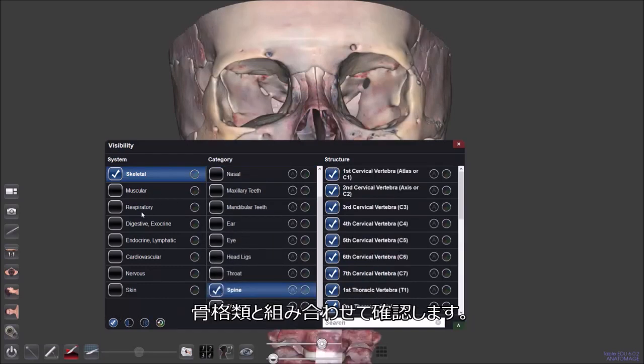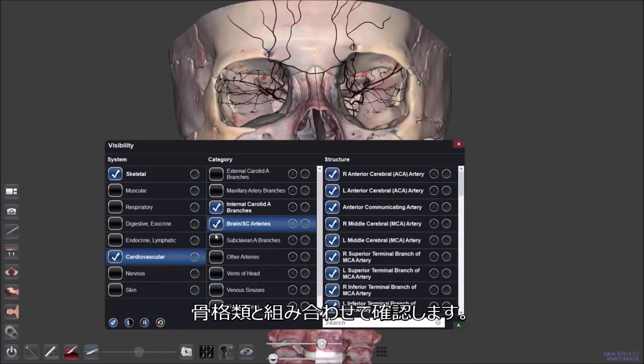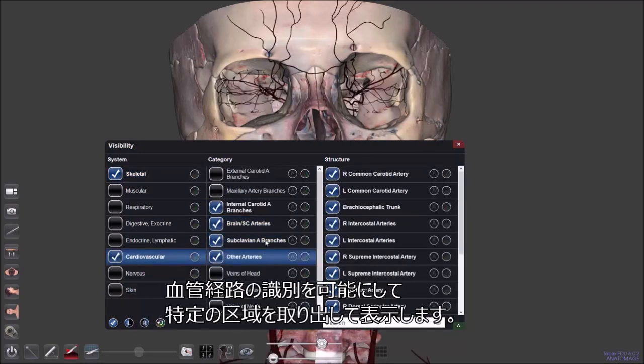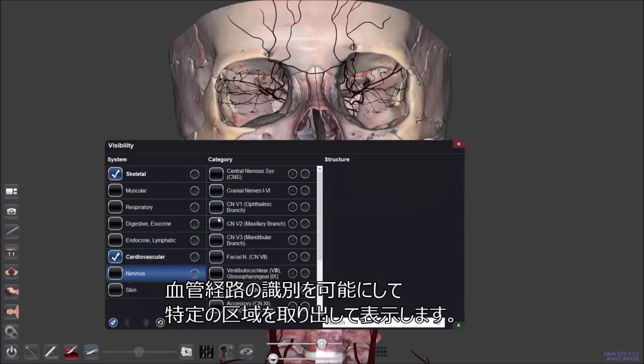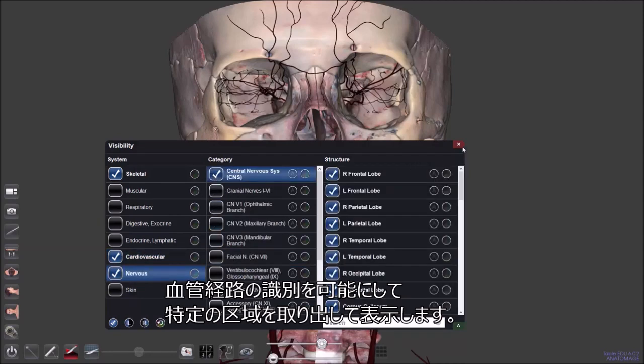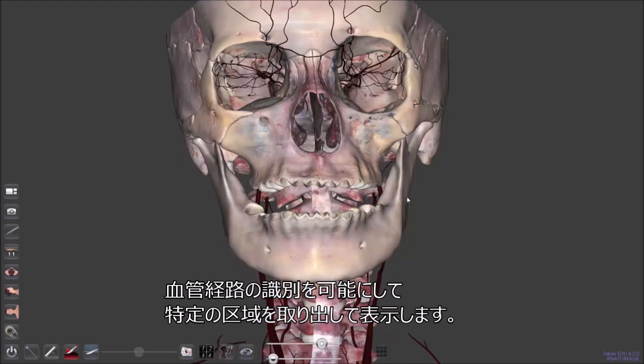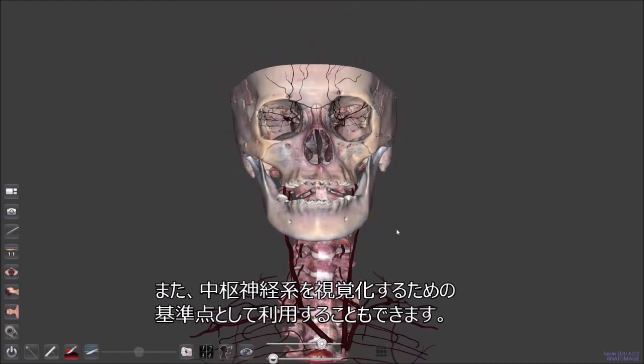So I can pull in specific categories of the skeletal system. I can also pull in specific areas of the arterial system that will allow us to identify the pathway. As well, I can pull in the CNS as a reference point for us to visualize this better.